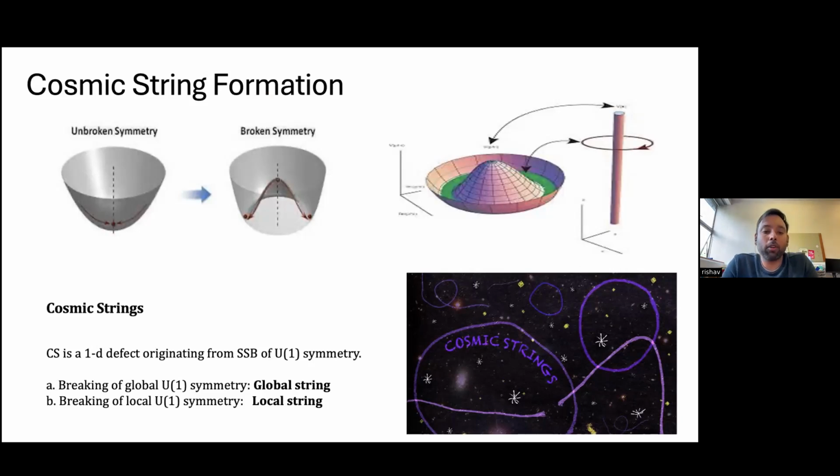So if it is spontaneously broken, one can have this one-dimensional topological defect. Now, depending on the nature of this symmetry, global or local, the nature of the strings can be determined. So if the symmetry is global, one expects a global string to come into the picture. If the symmetry is local, one expects a local string to come into the picture. So this is how the cosmic strings are actually formed.